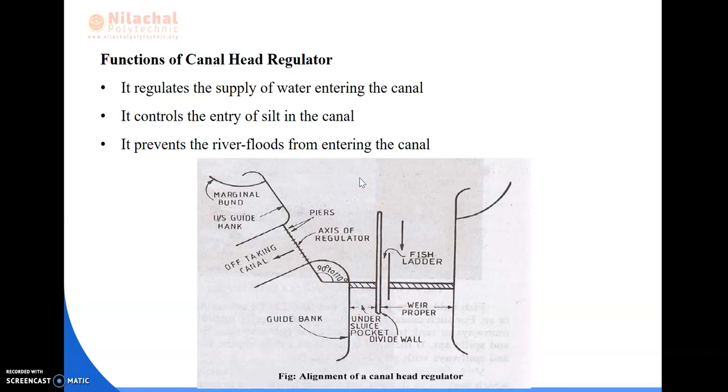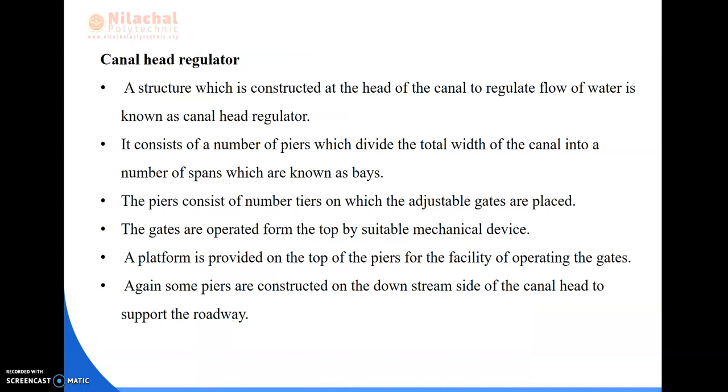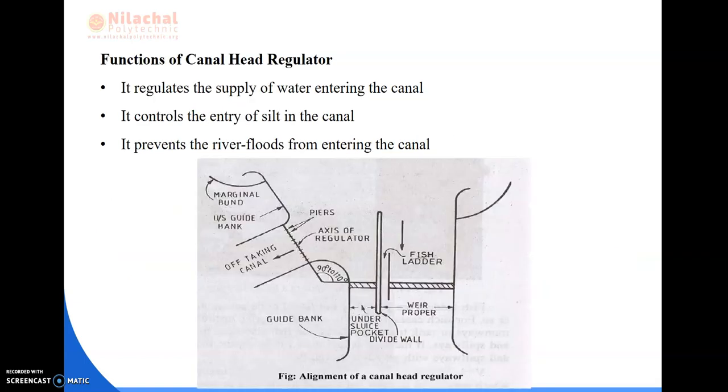So what are the functions of the canal head regulator? It regulates the supply of water entering the canal. It controls the entry of the silt into the canal. It prevents the river floods from entering the canal. So mainly, as I have already told you, the function in the canal head regulator is to regulate the flow of water. So you can see it also regulates the supply of water that will enter the canal.